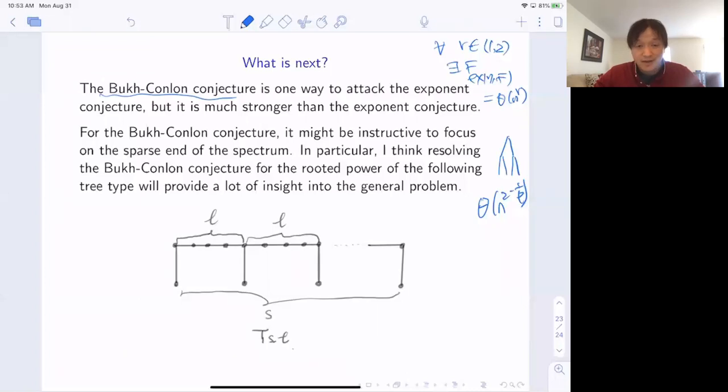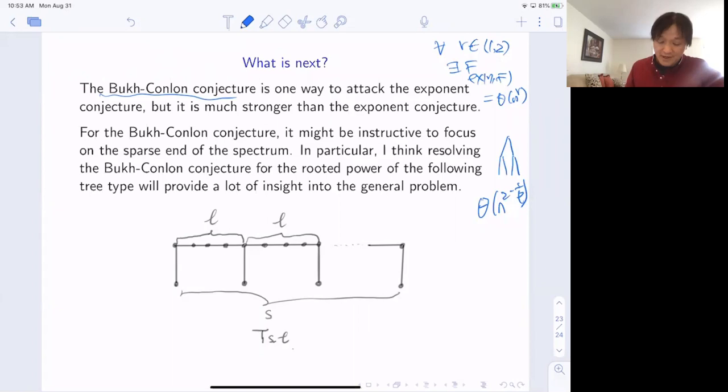Now, even for the Bukh-Conlon conjecture itself, which is very interesting and really very ambitious, having worked on this for a little bit, I feel that it might be instructive to focus on the sparse end of the spectrum. So what I mean by that is those with Turán number really close to being linear. I feel those are the bottlenecks for a general solution. In particular, I think resolving the Bukh-Conlon conjecture for the rooted power of the following tree type would provide a lot of insight into the general problem.